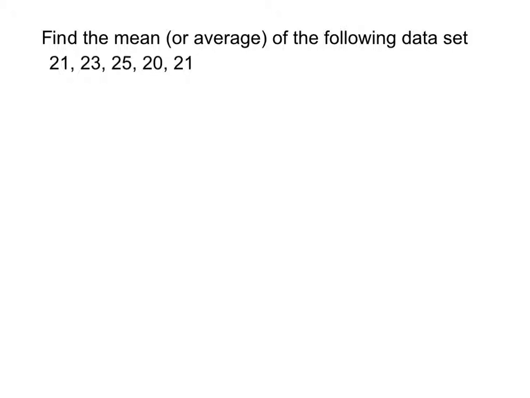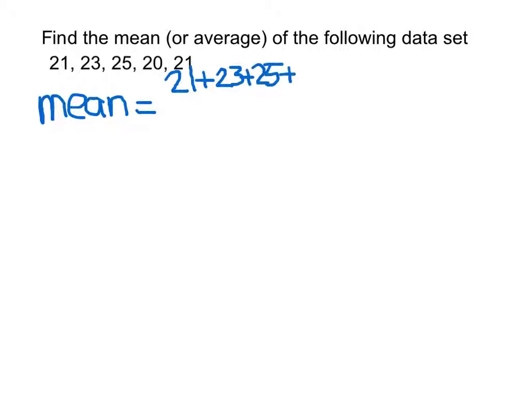Okay, so to find the average or the mean of a set of data, we need to add up all the values and divide by the number of values in the data set. So it will look something like this. And we have 5 values, so we divide by 5.